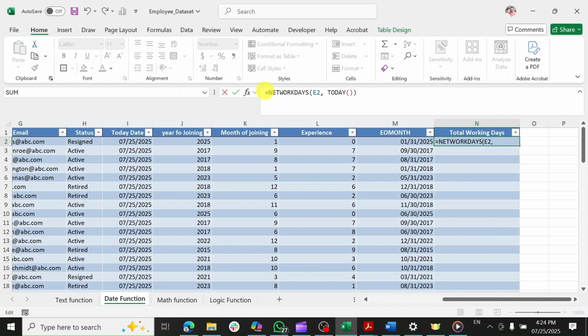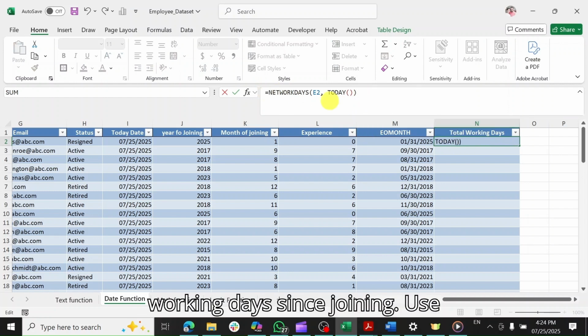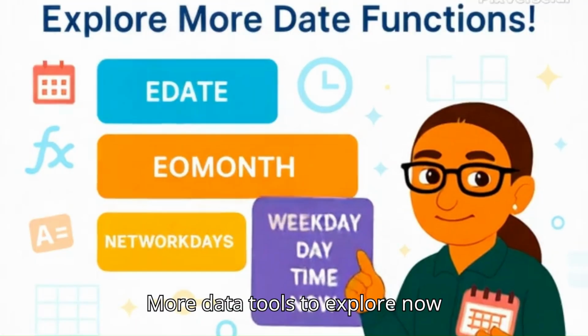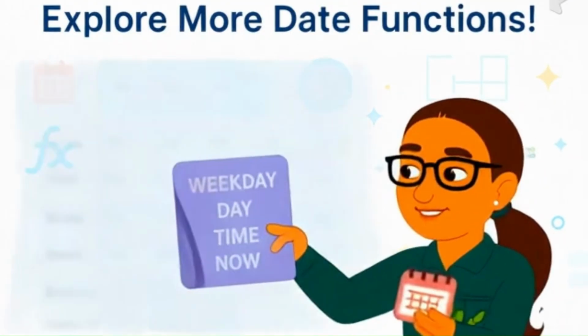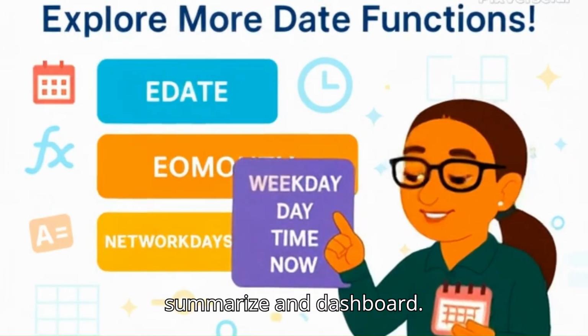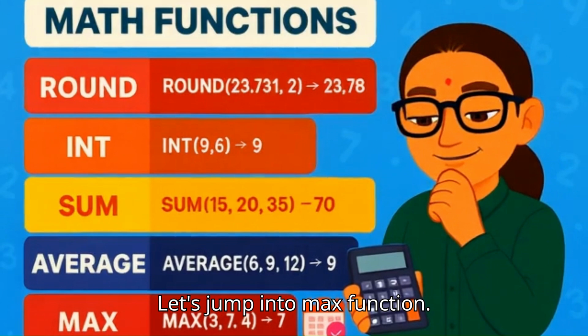Most of the time we want to count total working days since joining. Use the NETWORKDAYS function. NETWORKDAYS of column name, TODAY function. It excludes weekends. Also try EDATE and WEEKDAY. They are great for summaries and dashboards. Let's jump into math functions.